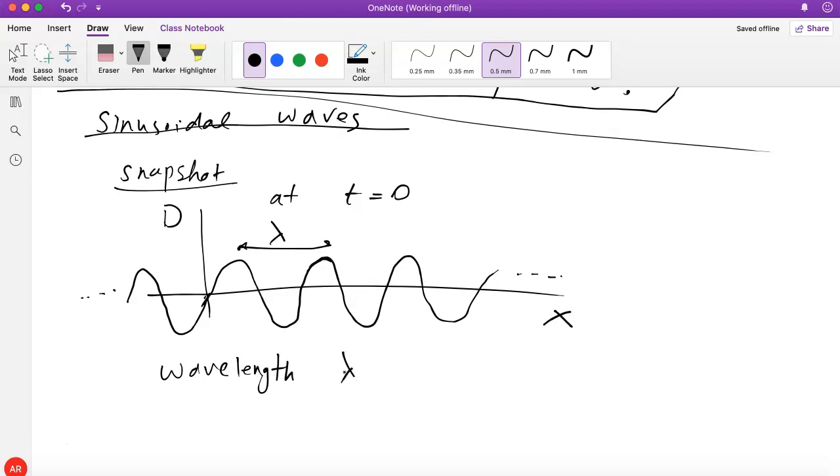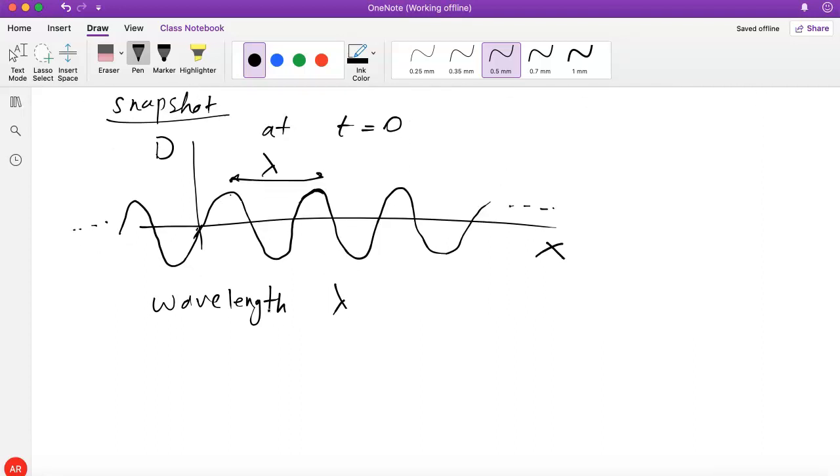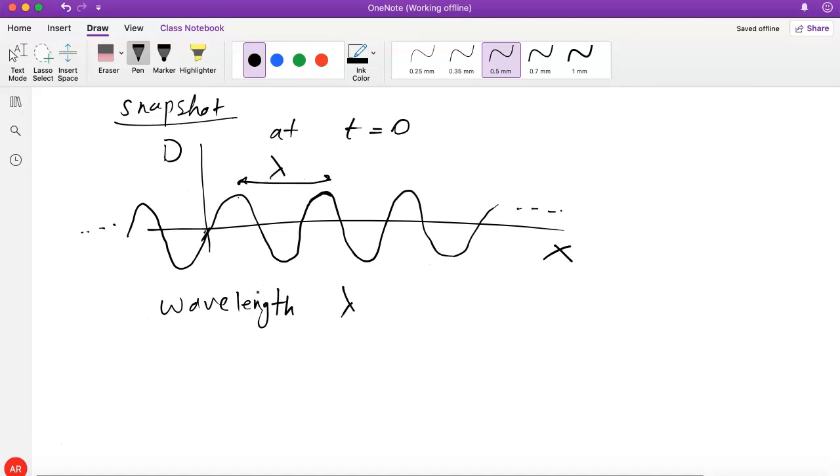Lambda, which is the distance from peak to peak, and the distance where if I take this pattern and shift it forward by lambda, basically it falls back on itself. This peak will fall on that peak, this trough will fall on that trough. So it will coincide with itself. So that's the wavelength, how much you should add to x to get the same thing. It's basically the period of this function as a function of x.